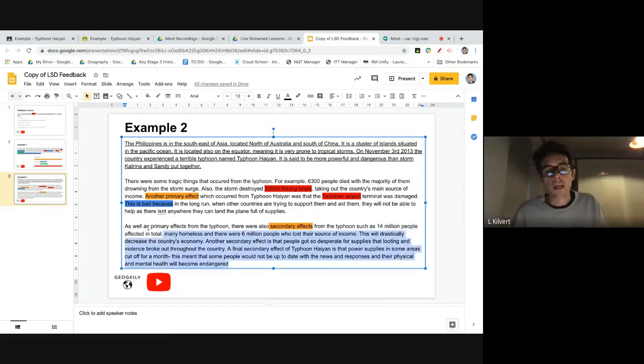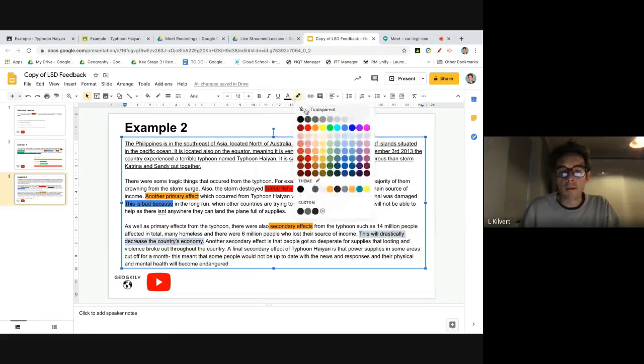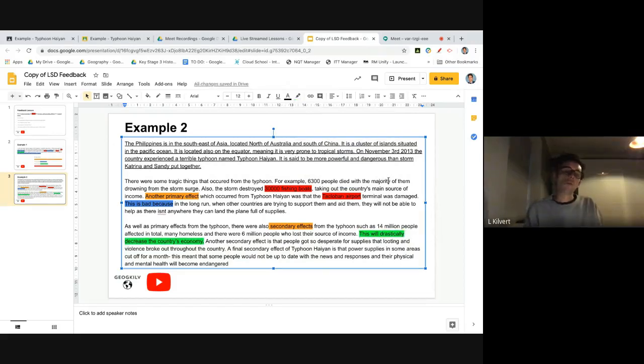Now, again, the way that this paragraph is structured is good. The only thing that I would say about this is I think, with the exception of the impact on the country's economy, some of these are still primary effects. So there needs to be just that little bit more clarity about the difference between the primary effect and the secondary effect. So remember, the primary effect is a direct result. The secondary effect is something that happens as a knock-on effect from it.